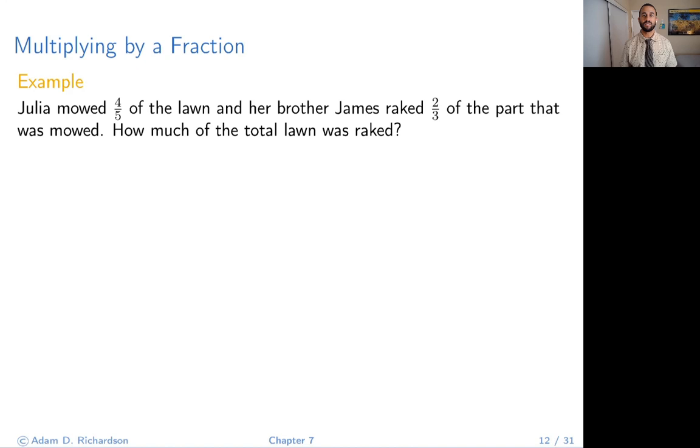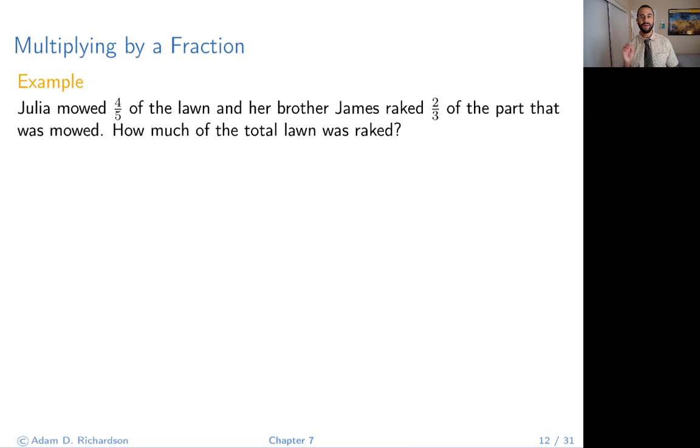Well, let's look at this example and maybe this will clear things up a little bit. So this says Julia mowed 4/5 of the lawn and her brother James raked 2/3 of the part that was mowed. How much of the total lawn was raked? So what we're going to do here is this.